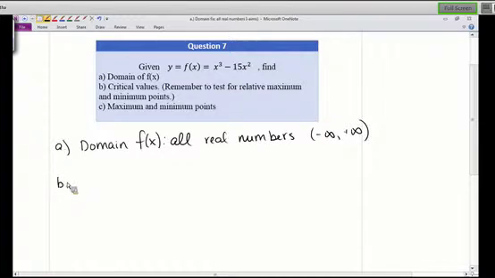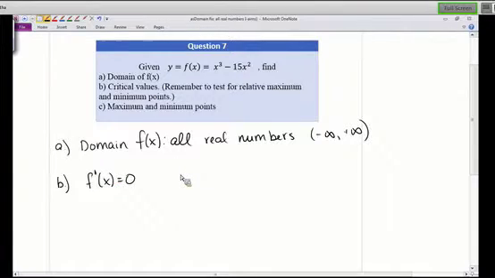Now part B, the critical values. So to find the critical values, we want to take the first derivative of our function, and we want to set the first derivative equal to 0. So this is what we're going to do. We're going to take the first derivative of our function, and we want to set that equal to 0. This will give us our critical values.